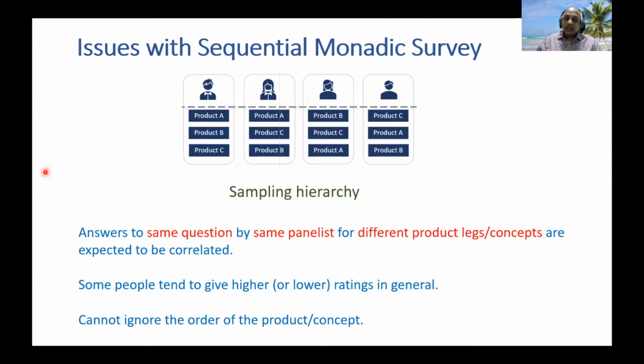The rating questions, for example, by panelist number one are all correlated for different product legs, just because those are rated by the same person. The naive drivers analysis approach described in the previous slide does not take care of this issue because it treats each row of the data in the long format as independent. But we cannot ignore the order of the product or concept. So this sampling hierarchy is an issue with sequential monadic survey.